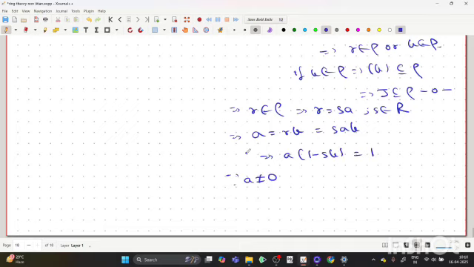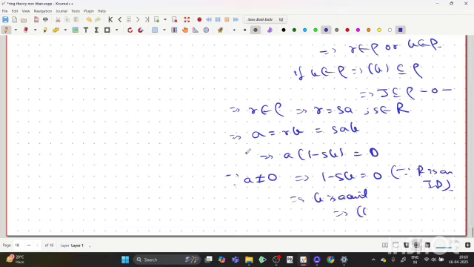Since A is non-zero, because we were talking about a non-zero prime ideal, the generator cannot be 0. This implies 1 minus SB must be 0, since R is an integral domain. But that implies B is a unit. Once B is a unit, that would imply the ideal generated by B, which is exactly equal to J, must be the whole of R. Got it? Okay, fine.